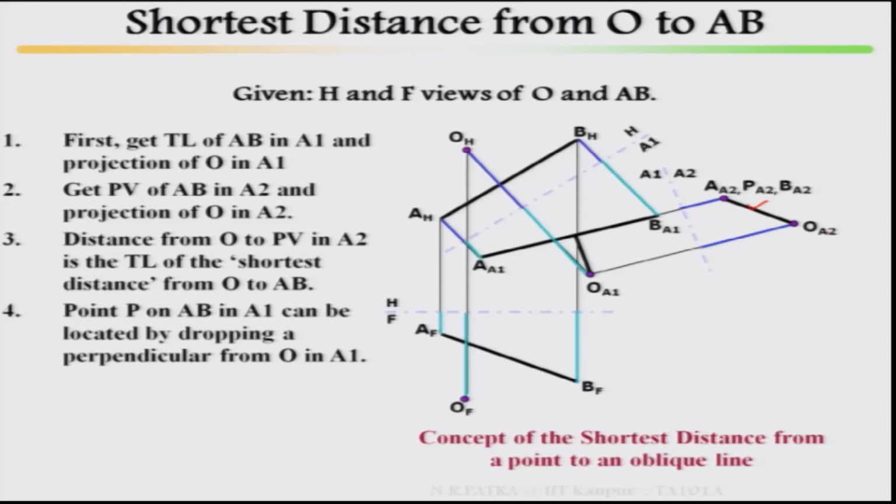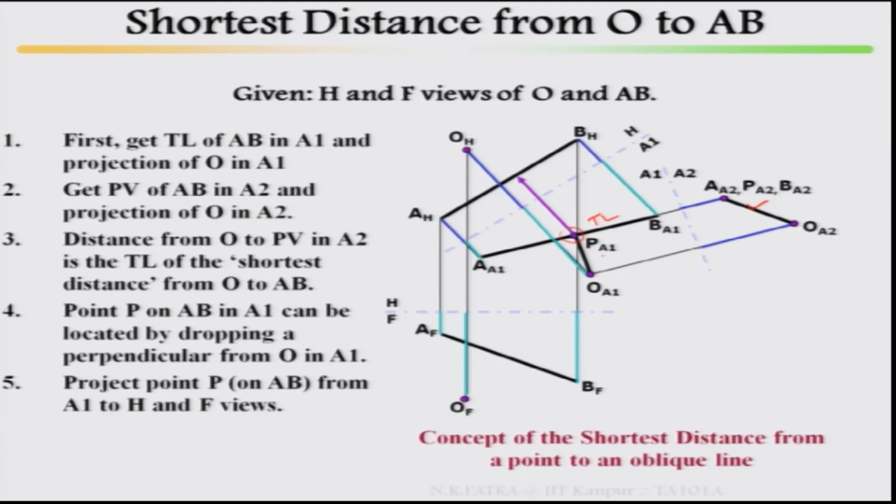on AB in A1 can be located by dropping a perpendicular from O in A1. This is your true length. From here you draw a perpendicular. So, this will be your shortest distance. So, project P on AB from A1, then this is your PH, then project P on AB in your front view, then join OFPF, OHPH, then OA1 and PA1 is your shortest distance.